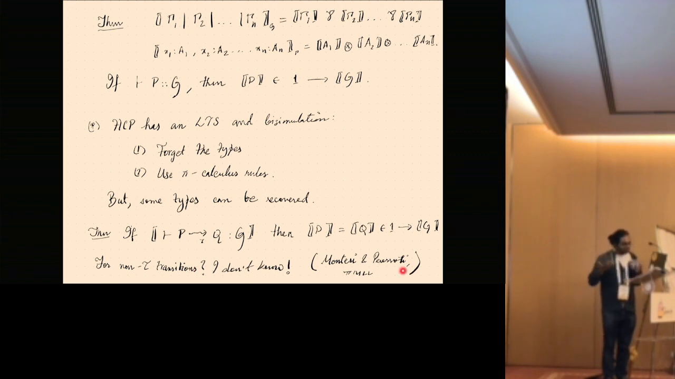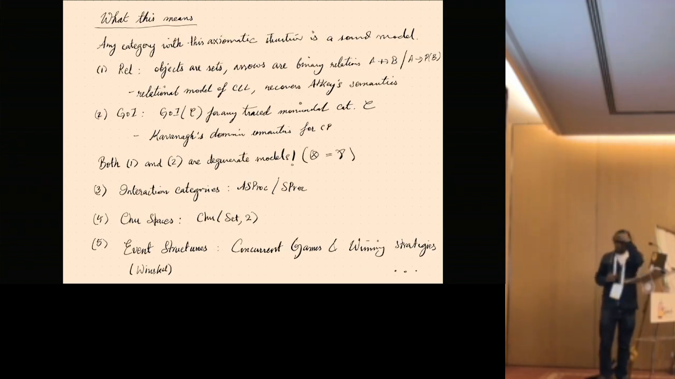I know there's some work in progress by some people. I'd love to know more about it. Just to summarize what all this means, I'm claiming that there is a family of models for these languages, and any category where you can find this axiomatic structure is going to be a sound model for this language.